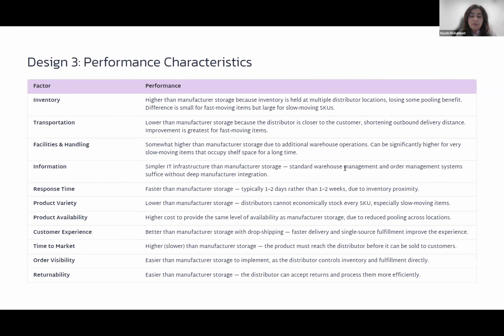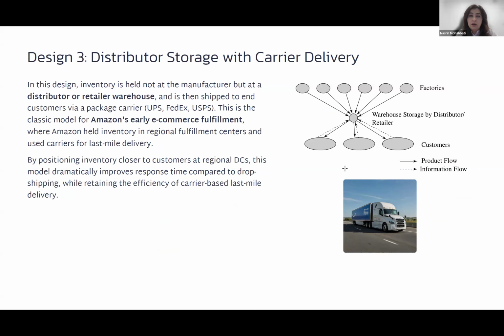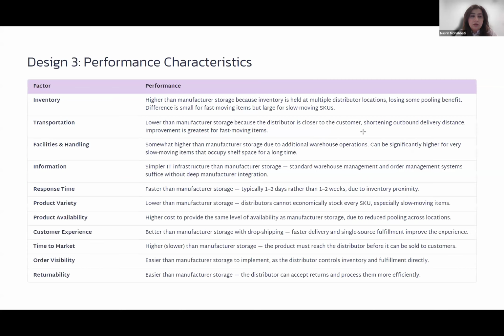Facilities will be higher. The reason is that we need to build warehouses, retail stores, distribution centers. Information infrastructure will be a little bit better because now customer orders are not going to the manufacturers, so they don't really need to be in the loop of the demand. In terms of customer values, response time will be faster because now customer can just walk into the retail store or their orders will be fulfilled from the retail store.